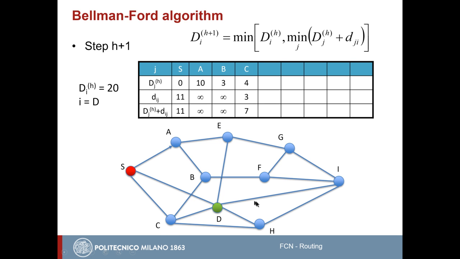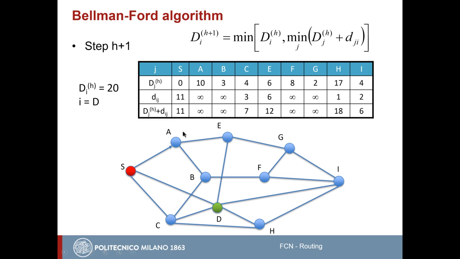Instead, C is directly connected to D. C had in the previous step a distance of 4. Dij, that is this link CD, has a weight of 3, so the final result is 7. And so on. You have to iterate over all possible values of J different from I. Of course, it doesn't make sense to consider the distance of D from itself.